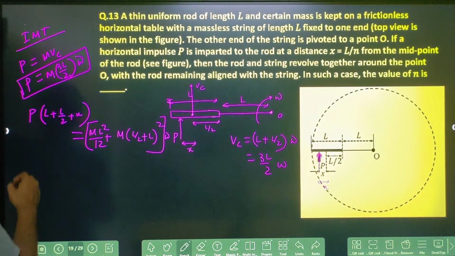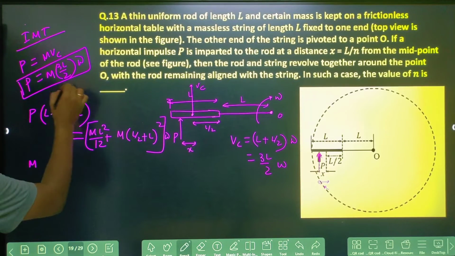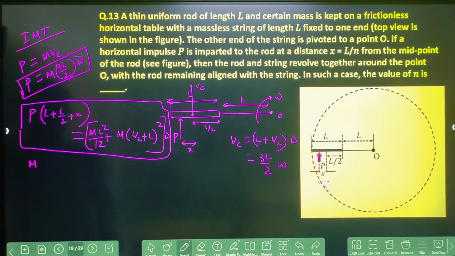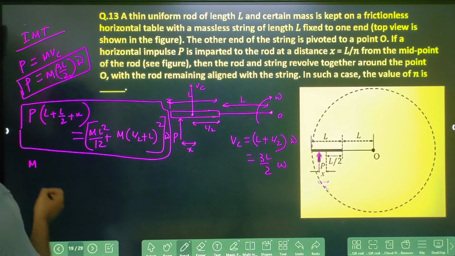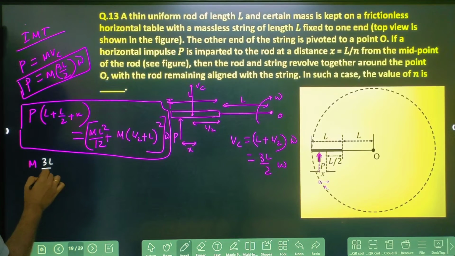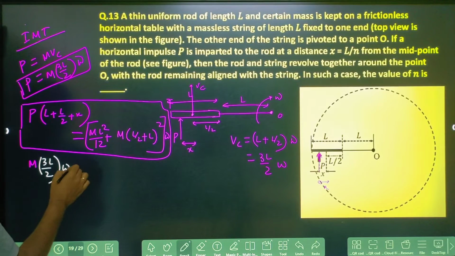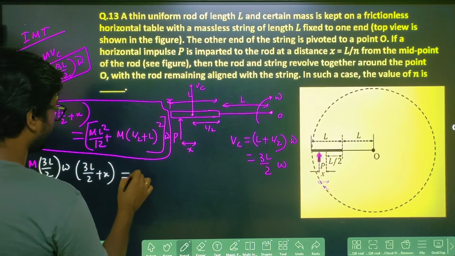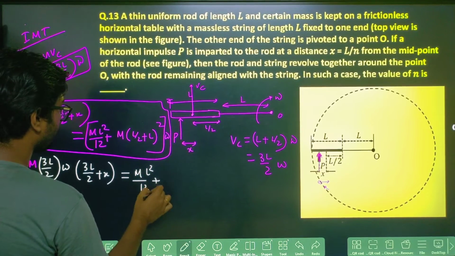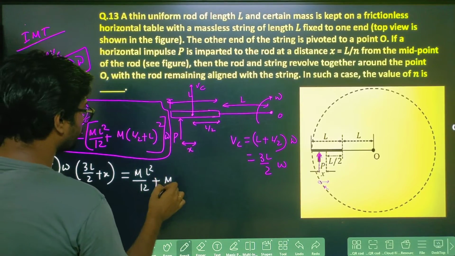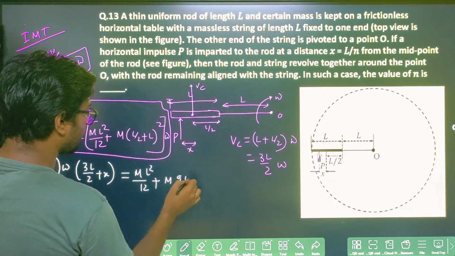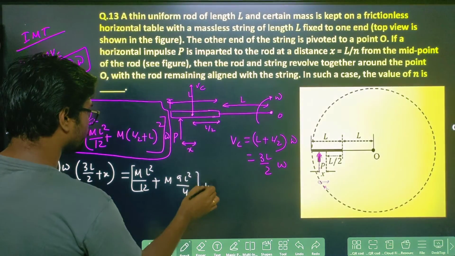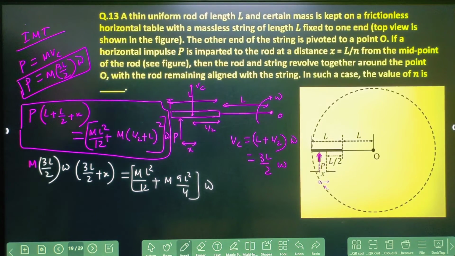Now see here, P value you can put here, right? This will be one equation and this will be another equation, and from these two you have to calculate all these things. So P value is m into 3L by 2 into omega. Here it will be 3L by 2 plus x is equal to m L square by 12 plus m into 3L by 2, 9L square divided by 4 into omega. This much will come. Clear?